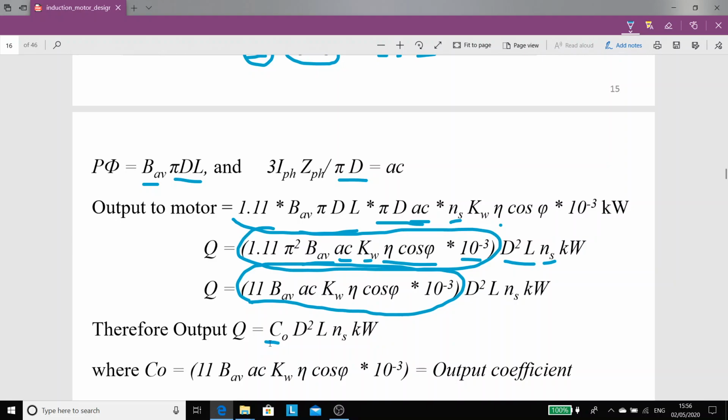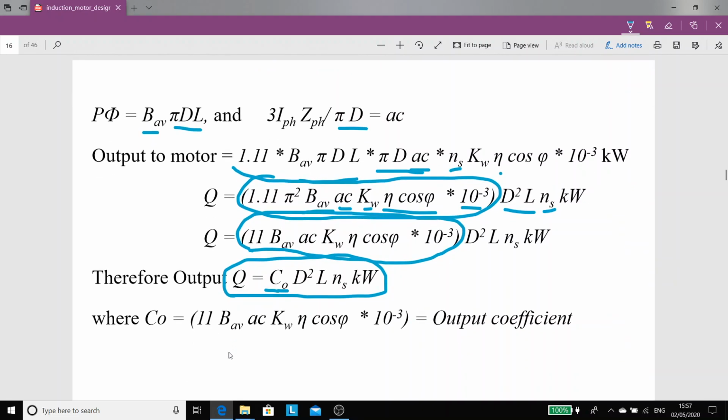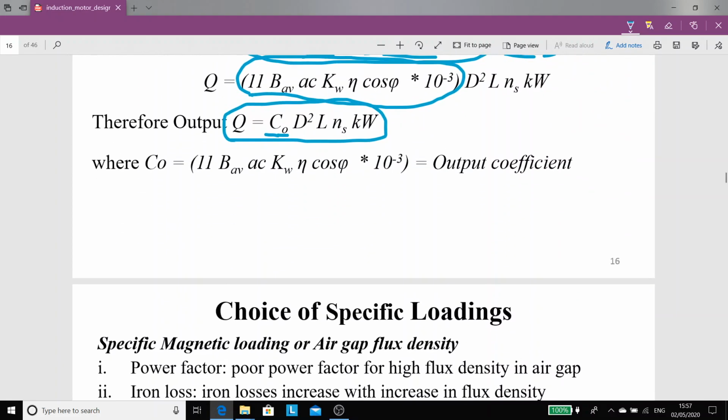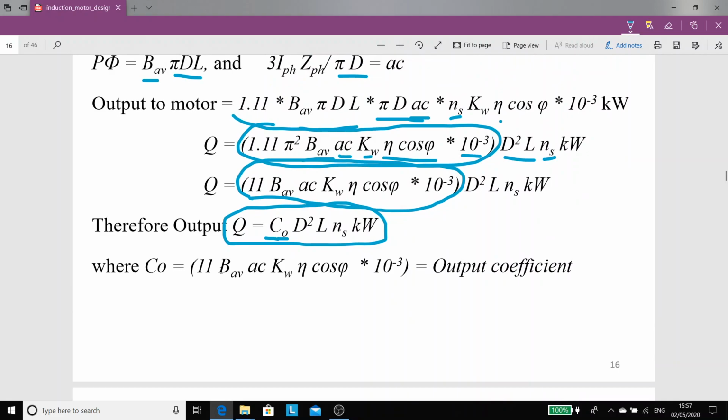So combined, it gets represented by C0. Our output equation of induction motor becomes output Q is equal to C0, which represents the output coefficient, into square of D into L into NS. That is the output equation of our induction motor in kilowatt. Now you see here what is the effect of our selection of specific loading.